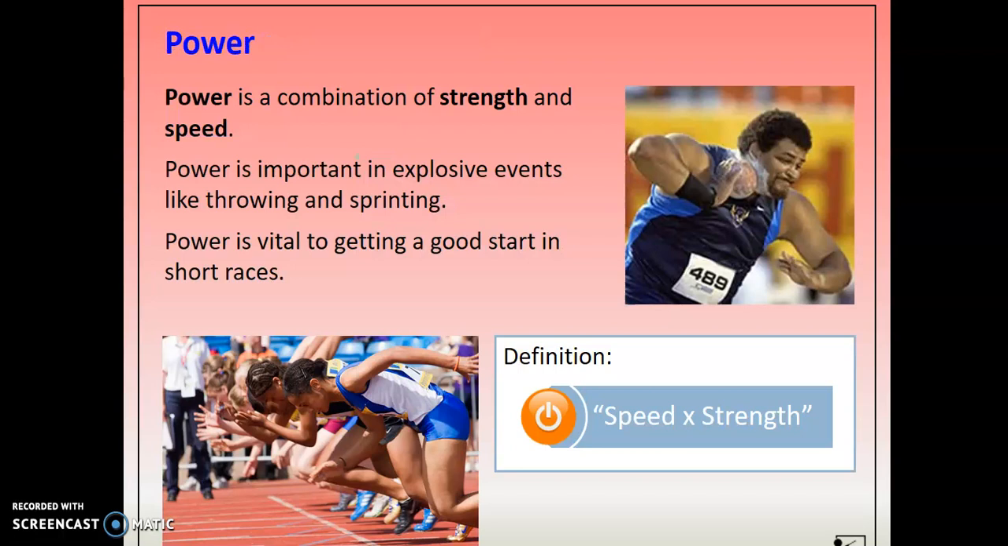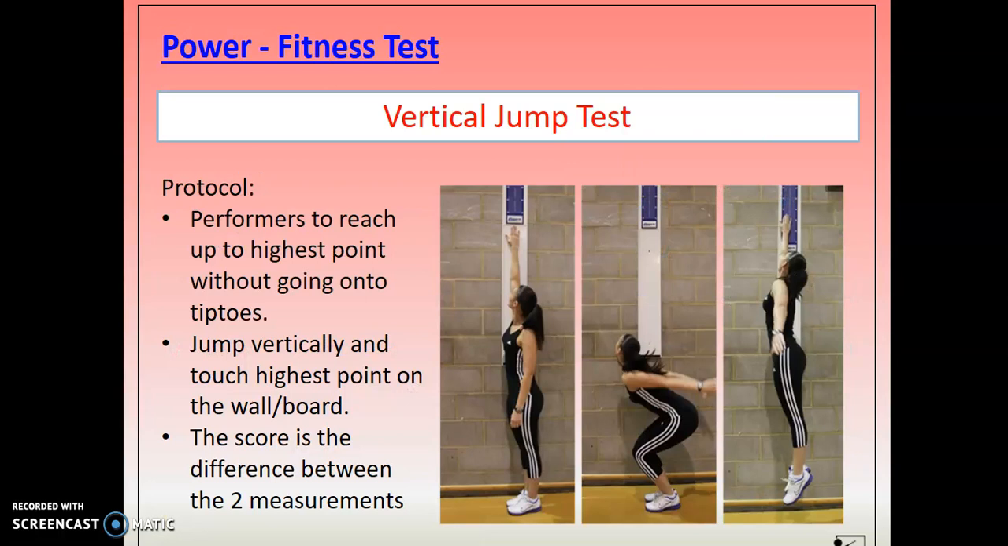Power then. So power is a combination of strength and speed. It's important for explosive events like throwing and sprinting. And we're talking about over a short period of time here. So it's being able to do a strength activity but with speed. So you've got like sprint start, you've got a shot putter there. A weightlifter would need good power to get the weight off the ground. Test-wise, a couple of different ways we test it. Both, though, would measure power in your legs.